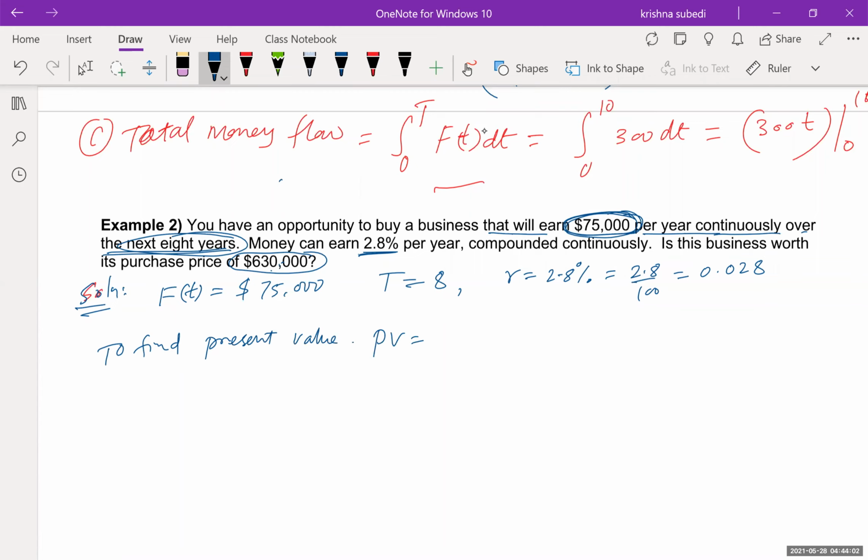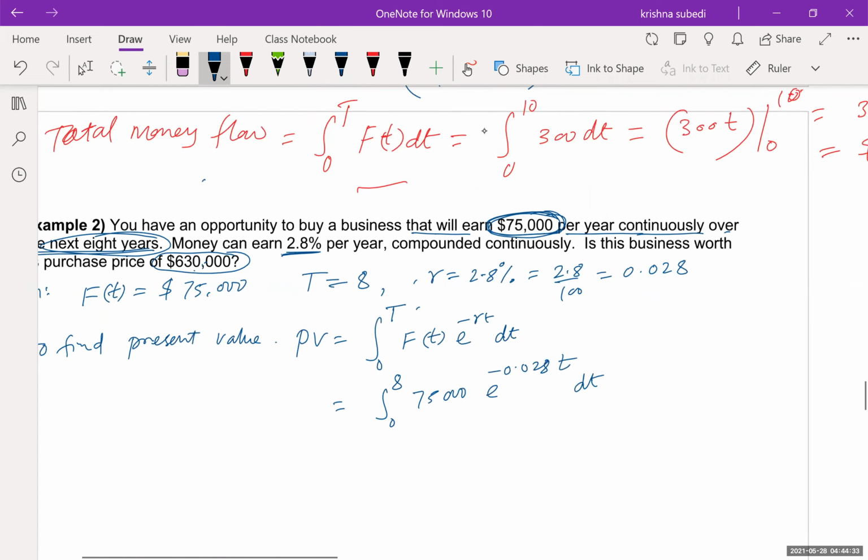And we know the formula. Present value is the integral from 0 to T of f of t times e to the minus rt dt. Okay, that is the present value. So this gives me 0 to T is 8, f of t is 75,000, r is negative 0.028, t and dt. That's it.